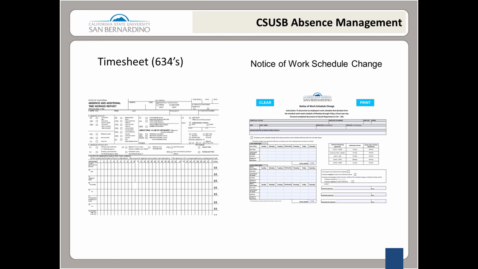The form on the right, which you may not see often, is used if an employee's work schedule is changing. Typically we work Monday through Friday, 5 days a week, 40 hours a week. Someone may be working Tuesday through Friday, 4 days a week, 40 hours a week. If there's a change in the standard schedule, payroll must be notified.